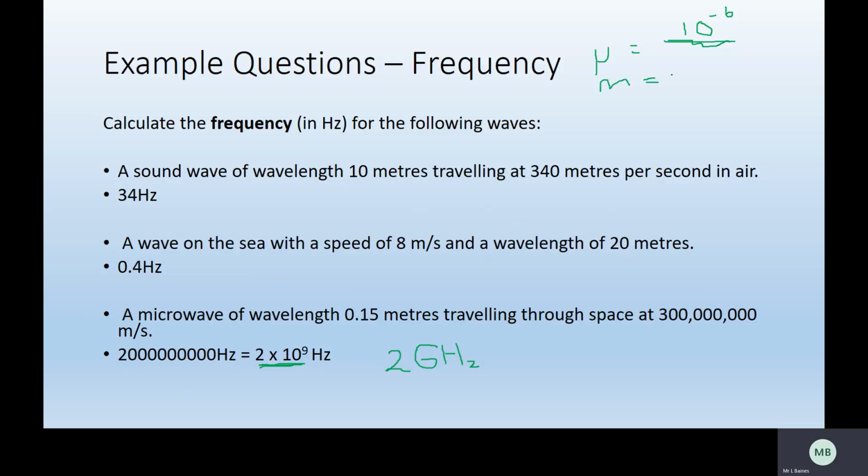Milli, like millimeter, is 10 to the -3. And nano is the small one, times 10 to the -9. We'll go through these multipliers again at some point. Again, look them up online. If you want to look them up, you can call them multipliers. So if you type in multipliers physics, they will come up for you nice and easy.